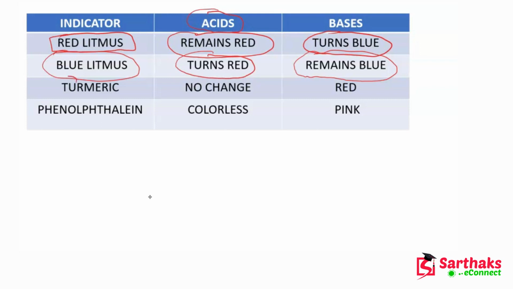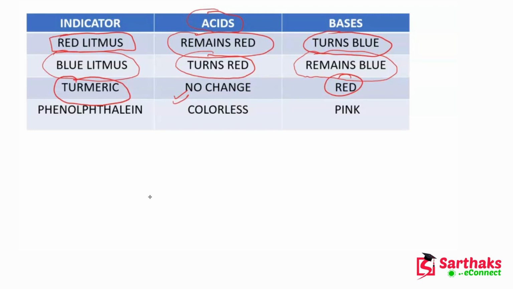Now guys, let's talk about turmeric. Turmeric is a natural indicator because it is found in nature and we have not synthesized it. So what happens when turmeric is mixed with acid? There is no change. But when you add it to bases, it will turn red. It will turn red.